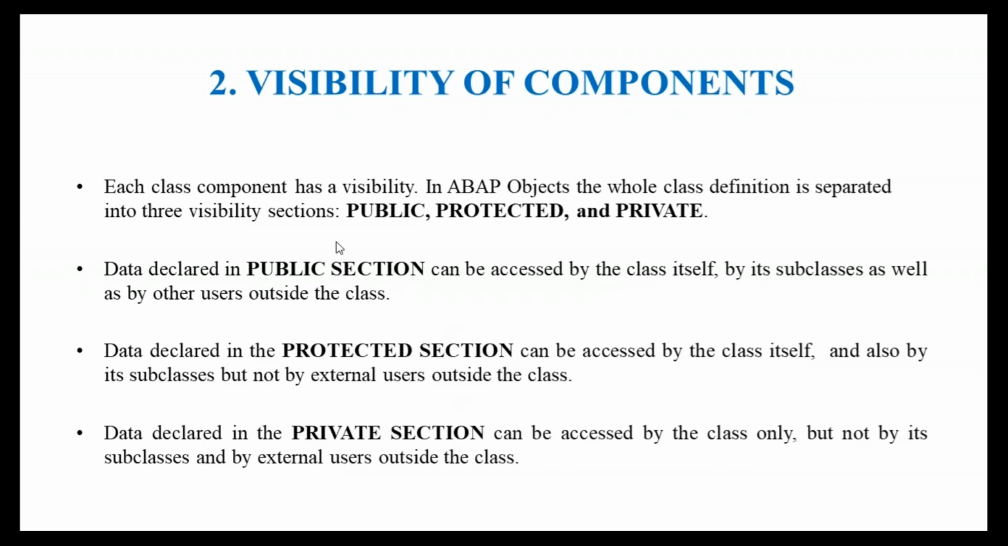So this is the flow. This is the order in which you have to declare everything in the program: public section, protected section, and private section. So this is what we'll declare now.